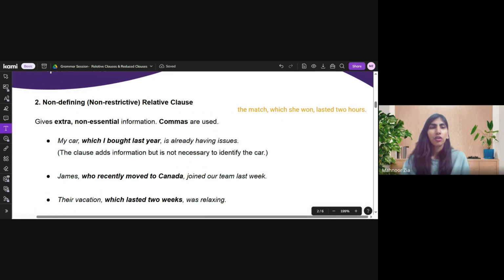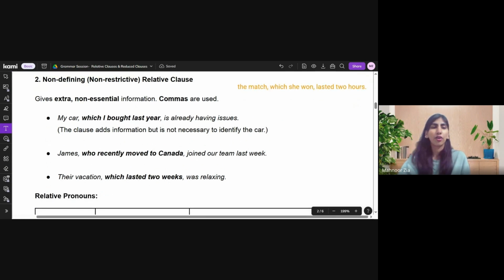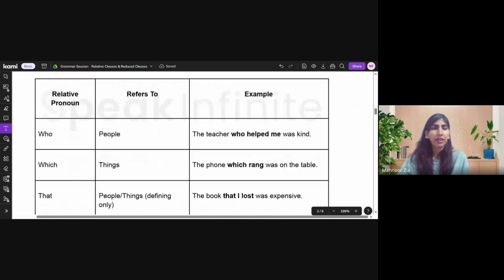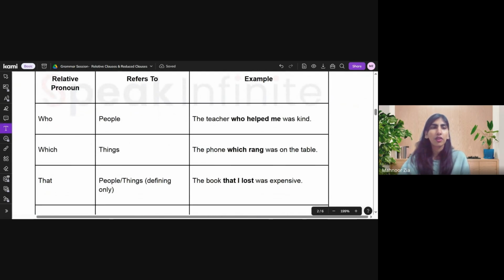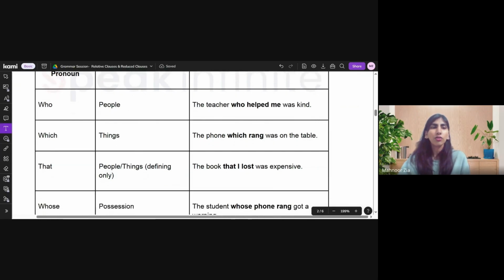Yes. So those are your non-restrictive relative clauses. Then let's have a look at the different uses of relative pronouns. Who, as we have discussed, is used for people. For example, the teacher who helped me was kind. Which is used for things. The phone which rang or was on the table, the camera which I bought last year, the bag which I had. That we use for either people or things for defining only.